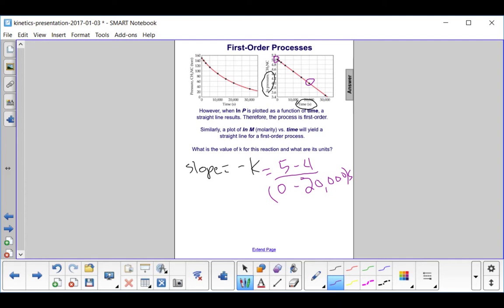And then in order to find k, I just need to flip the sign here. So I have a negative. And when I do that, I get that k is equal to 5 times 10 to the negative fifth, and this is 1 over seconds, or seconds to the minus 1. Alright, so there's the value of k and the units of k in one way that we can interpret data for a first order process given those integrated rate laws.